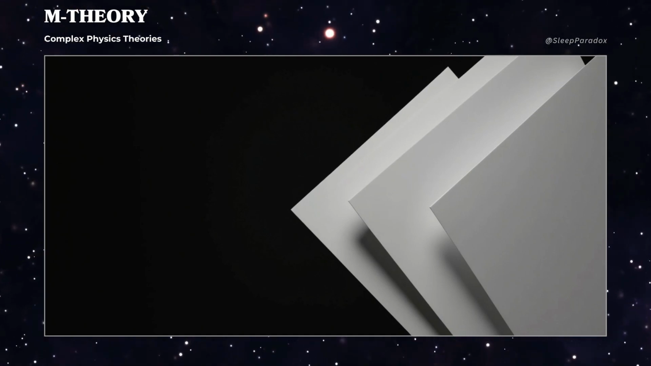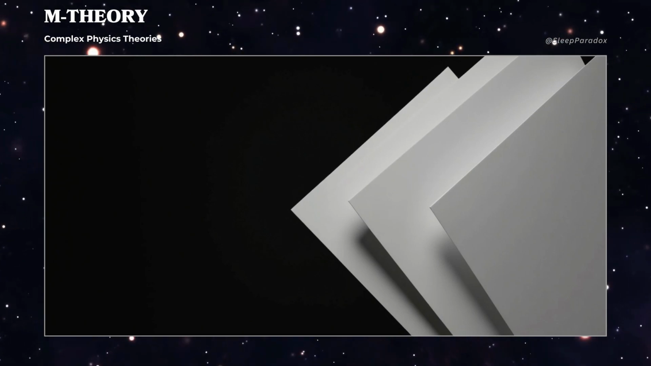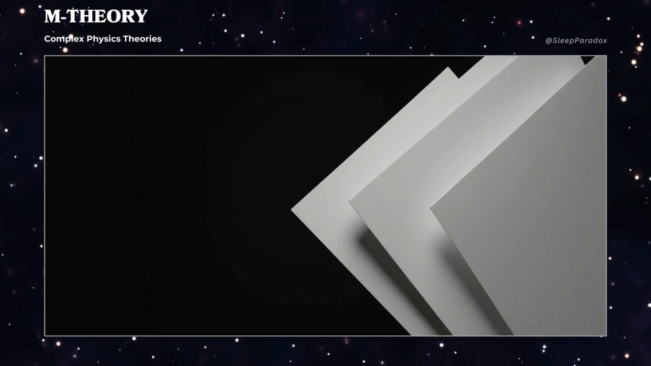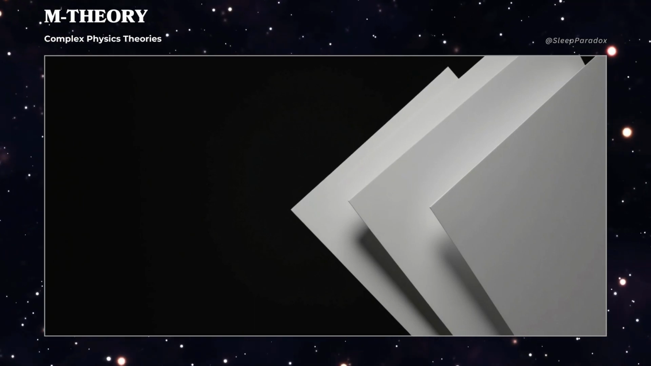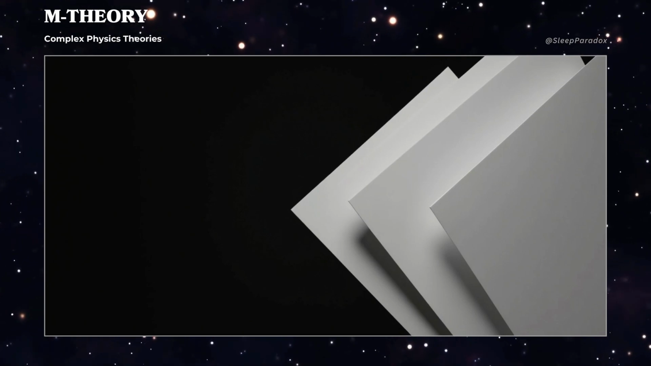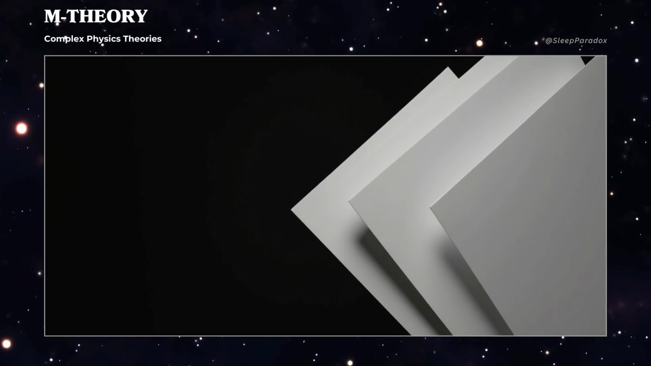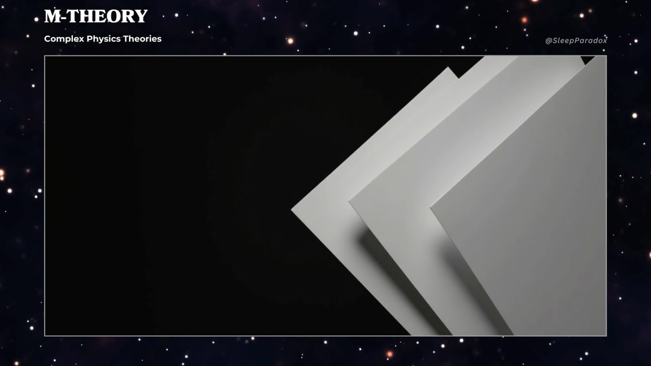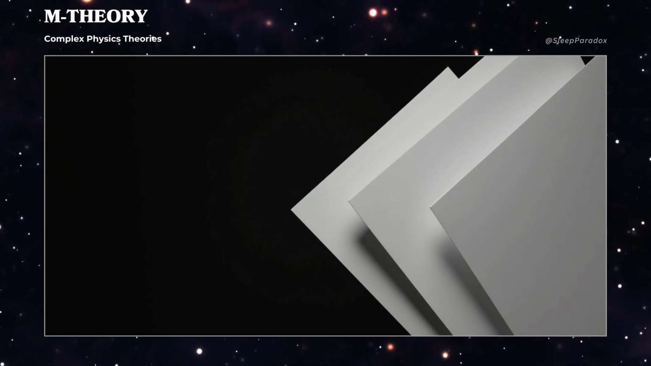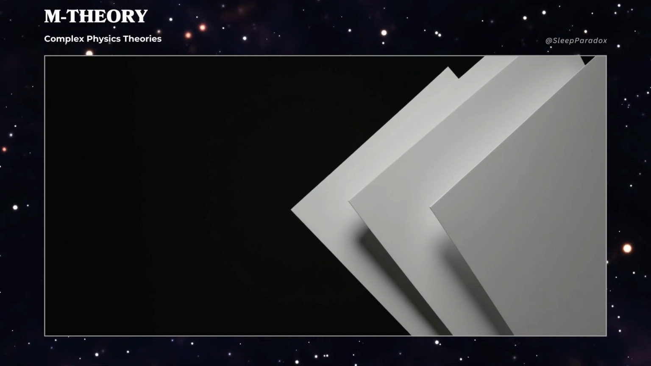In M theory, the universe is not limited to the familiar 3 dimensions of space and 1 of time. Instead, there are 11 dimensions in total. 7 of these extra dimensions are thought to be compact and curled up so tightly that they are undetectable at human scales. But their shapes determine the properties of particles and forces, and changing those shapes can lead to entirely different physical laws.